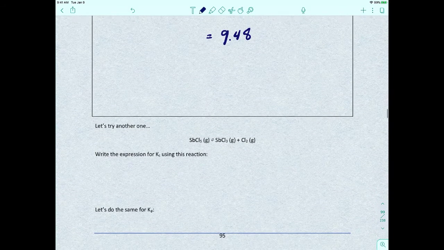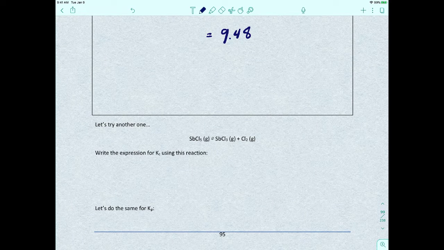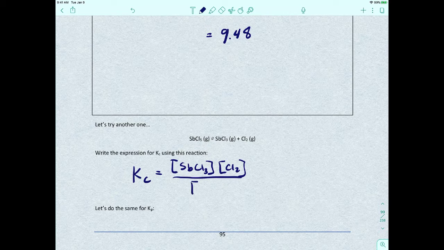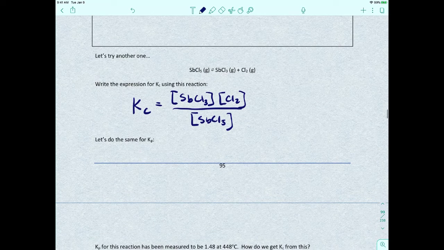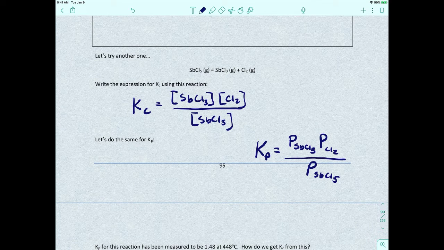Let's try another one. So here's our reaction. SbCl5, which is a gas, is in equilibrium with SbCl3, which is also a gas, plus Cl2, also gaseous. If we were to write a Kc expression for this reaction, it would be the concentration of the products, SbCl3 times the concentration of Cl2, divided by the concentration of SbCl5. Again, it's the concentrations of the products divided by the concentrations of the reactants. Now I'm going to write the same expression for Kp. So the Kp expression would be the pressure of SbCl3 times the pressure of Cl2 divided by the pressure of SbCl5.